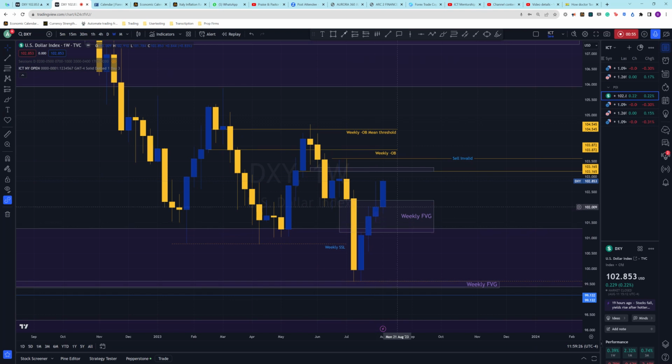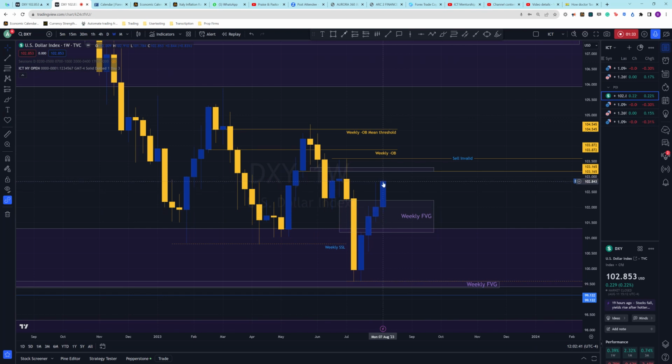Price entered this particular fair value gap, and I was expecting to see price deliver on the lower side. We're looking at the fair value gap here. Looking at how price rejected off the fair value gap on the week of the 31st of July, I was thinking that price was going to drop lower, but price pushed higher.